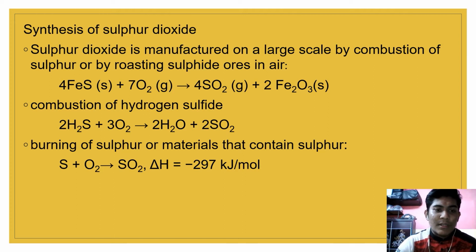So the equation here, 2 hydrogen sulfide react with 3 oxygen will form 2 water and 2 sulfur dioxide. The last one is by burning of sulfur or material that contains sulfur. So the equation here, sulfur react with oxygen will form sulfur dioxide.